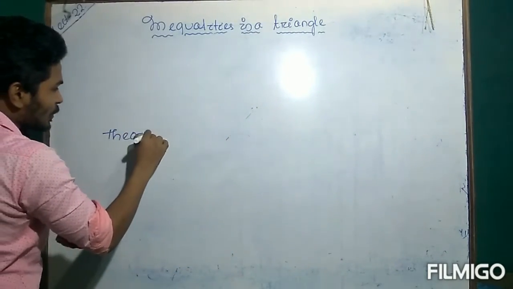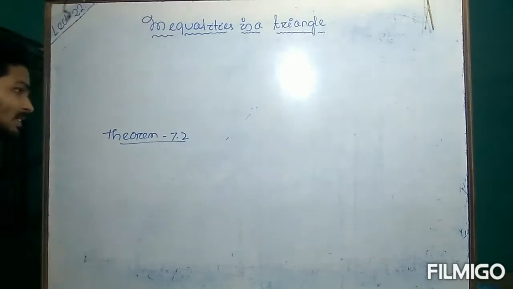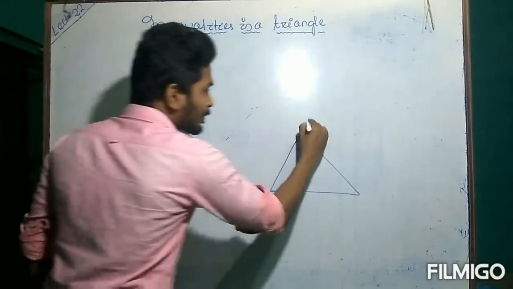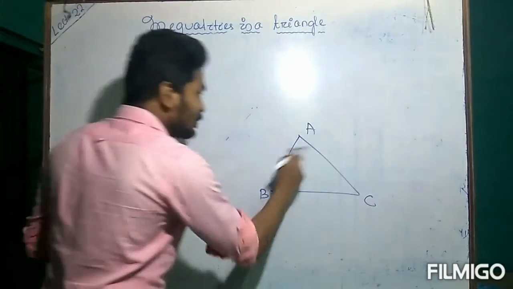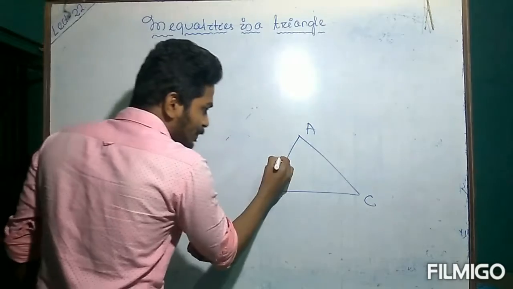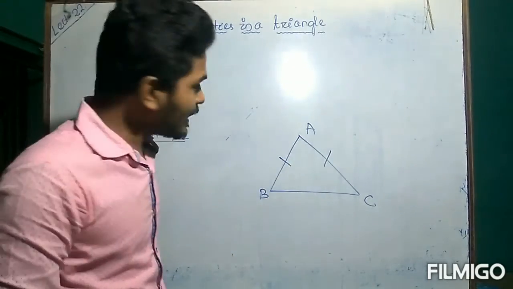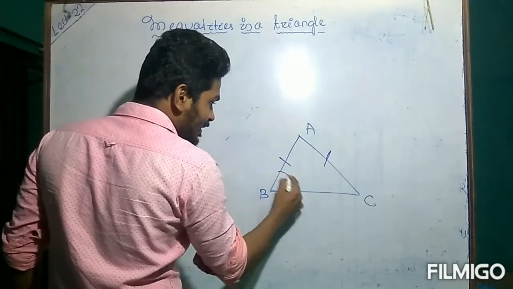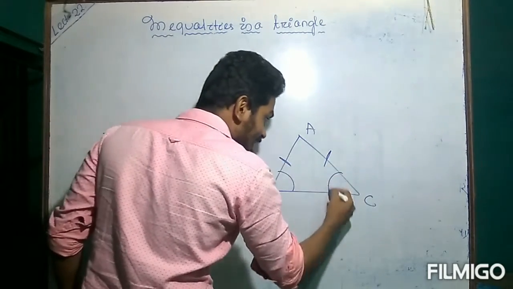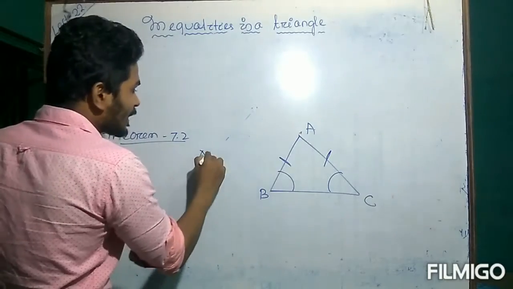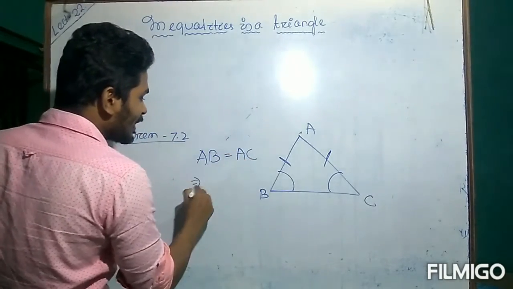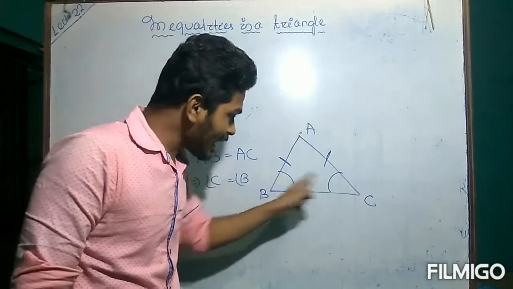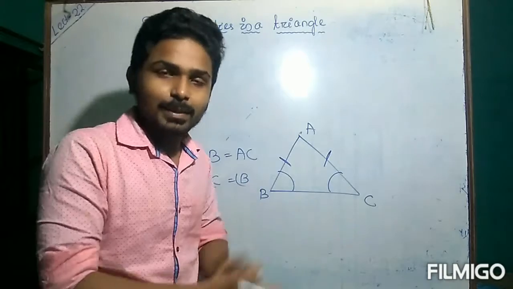In theorem number 7.2, just remind it, what we have discussed. If in a triangle ABC any two sides are equal, for example this side and this side, then their opposite angles must be equal. The opposite angle of this side is this angle, and the opposite angle of this side is this angle. So if AB is equal to AC, then we can write angle C is equal to angle B. If sides are equal, then opposite angles must be equal.